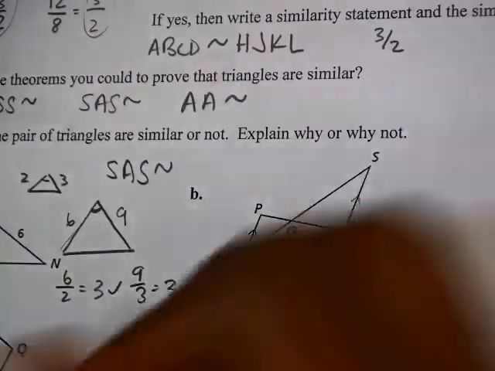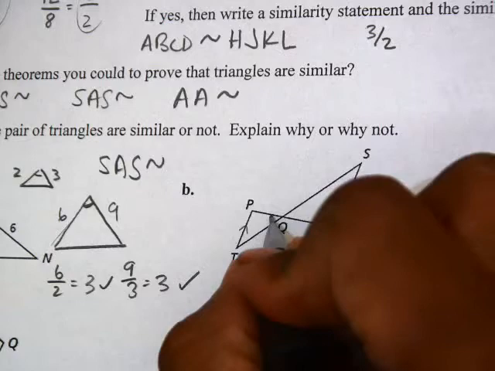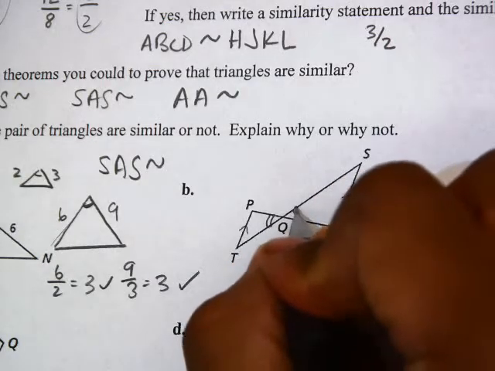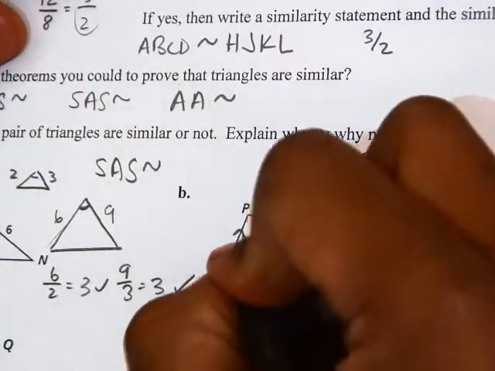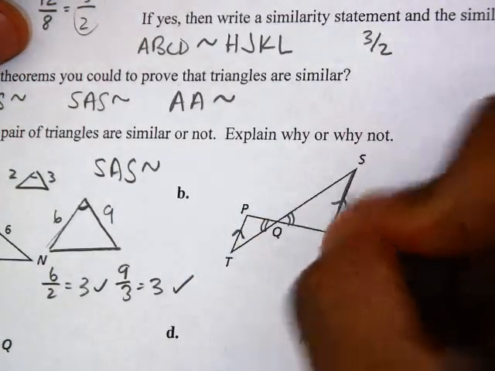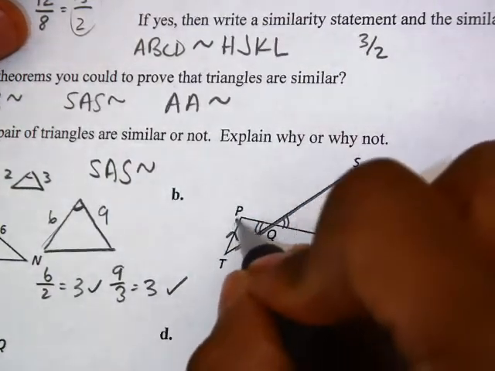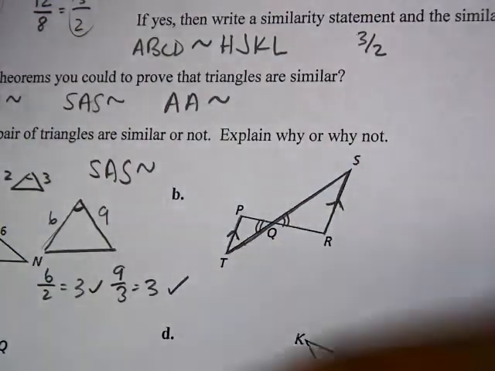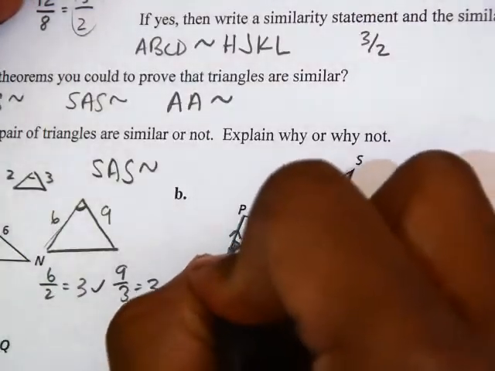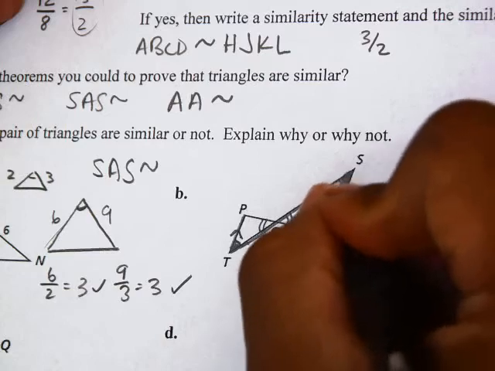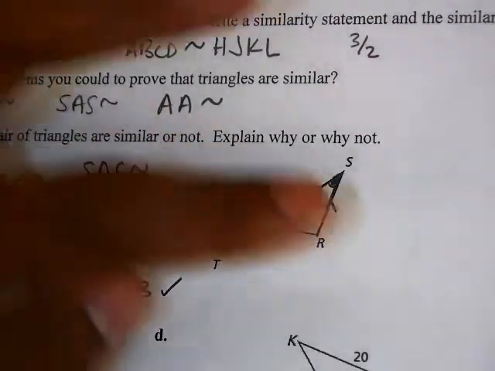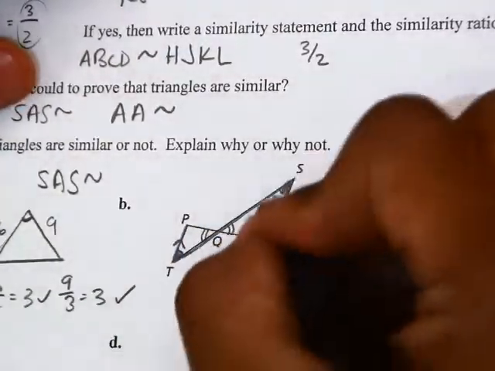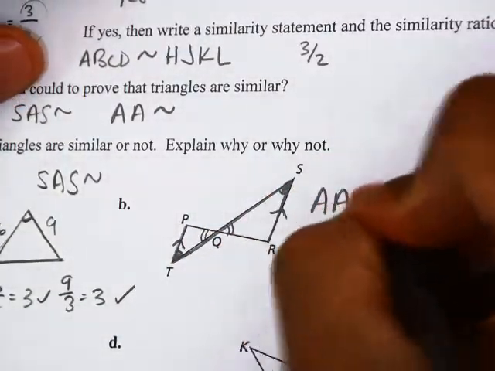For part B, I don't have any numbers, but I know that this angle right here is equal to that angle right there because those are vertical angles. These arrows mean these lines are parallel. So when I have parallel lines, I should be able to find alternate interior angles. So angle T is congruent to angle S because they are alternate interior angles, and alternate interior angles are congruent when lines are parallel. So I have 2 pairs of angles. Angle similarity.